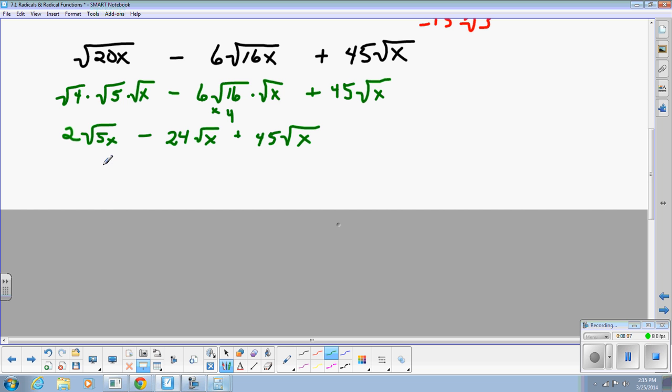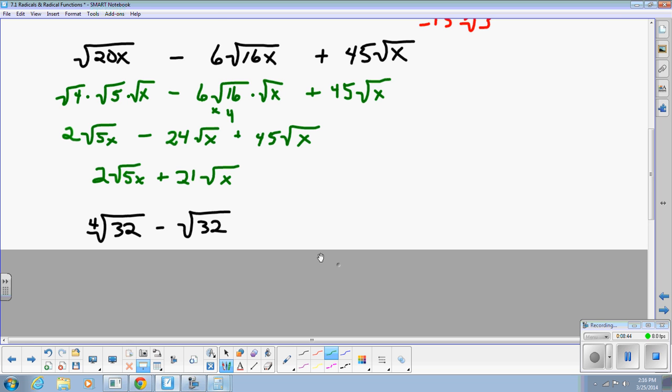So now what? Well, let's see, are there like terms? The square root of 5x is not a same factor as the square root of x. So this is the only term that has a square root of 5x in it, so I'm going to write it down. 2 times the square root of 5x. Now, negative 24 times the square root of x plus 45. So mentally, I'm going to do 45 minus 24. So that's a plus, and it's going to be 21 times the square root of x. And there we have it. And I'm going to be done with my simplifying at that point.